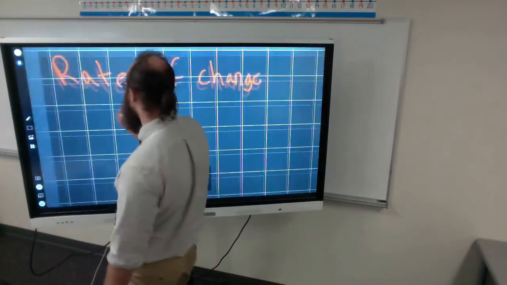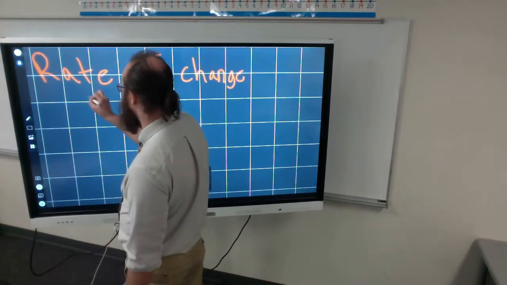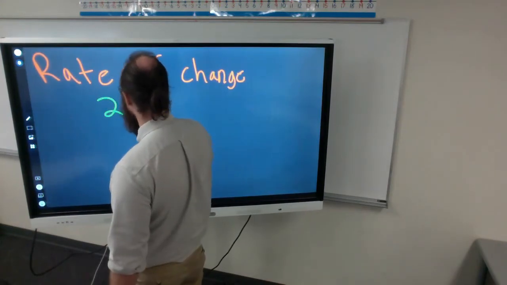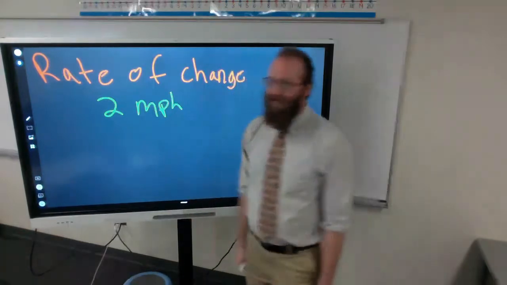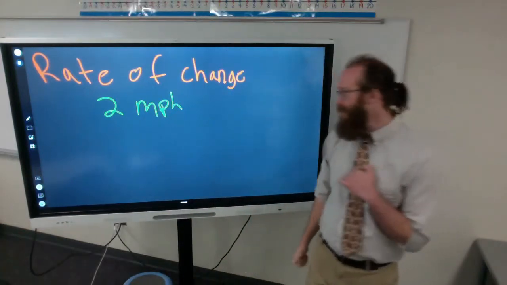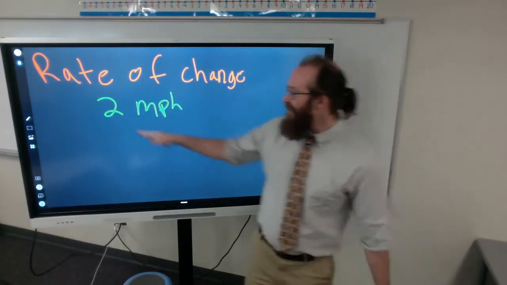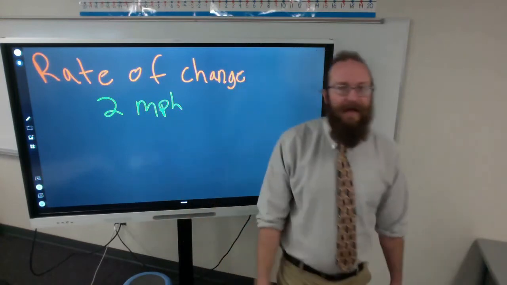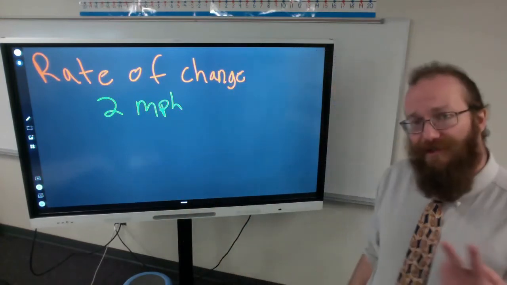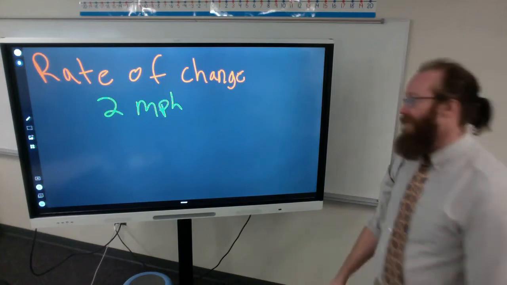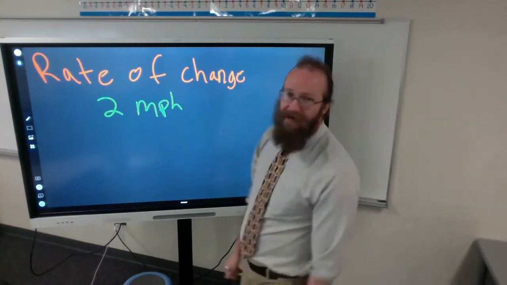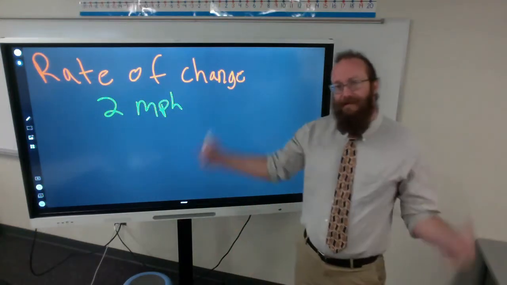So let's say I'm going 2 miles per hour. Right? That's how fast Mr. Cartwright can run. He's super fast. But you can see how 2 miles per hour is a unit rate, right? You have 2 miles for every hour that occurs. The rate of change refers to this over time.